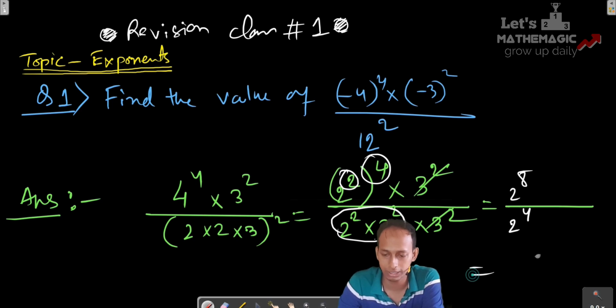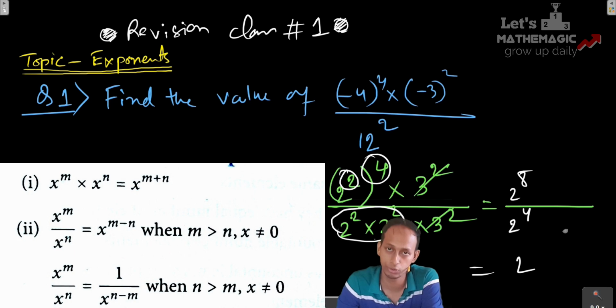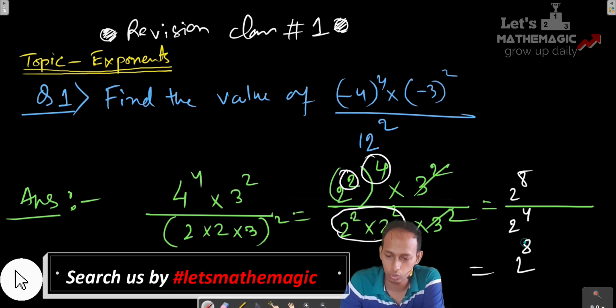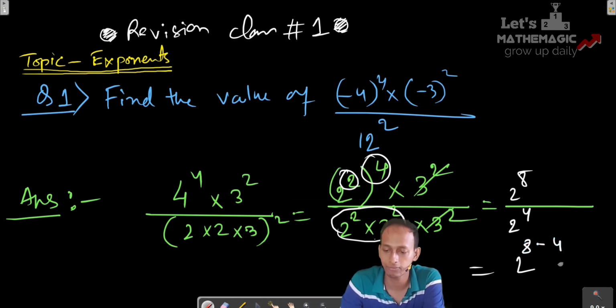So now we are already up to the end of the sum. Now I'll use the formula number Roman 2, and we can see if the bases are the same and the terms are in divided form, so we'll subtract the powers, meaning the exponents. Like here it would be 2 to the power 8 minus 4, right? So finally we have got the answer, that is 2 to the power 4.